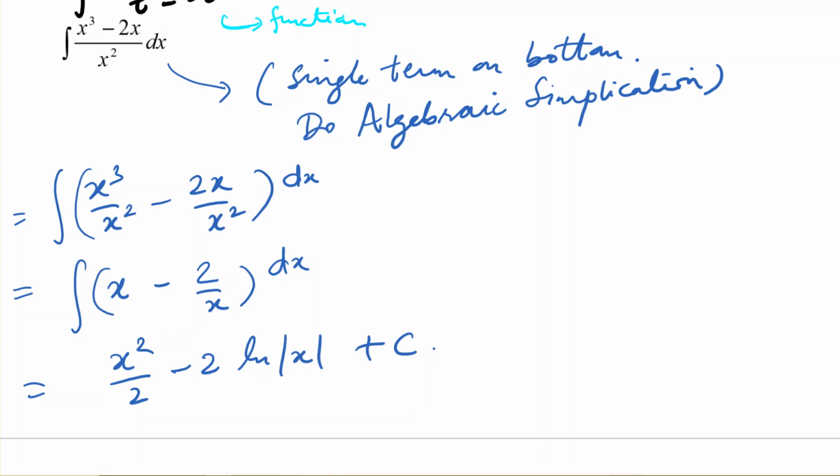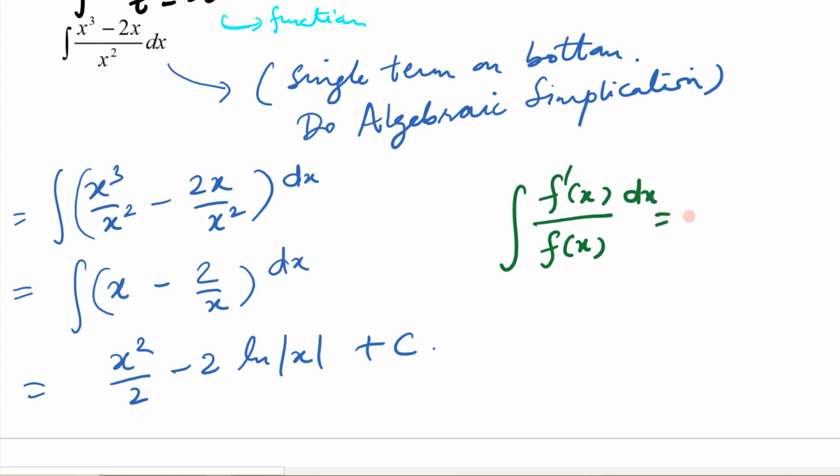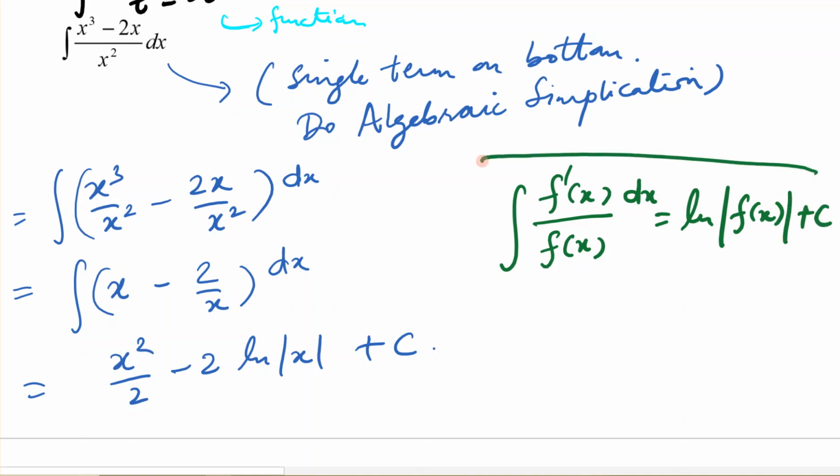So the gist of this video is that if you have something of the form integral of a function and the derivative of the function dx, then that integral is equal to ln of the absolute value of the function plus c. So this form makes it easier to solve some problems. Just recognize the form. I hope that makes sense.